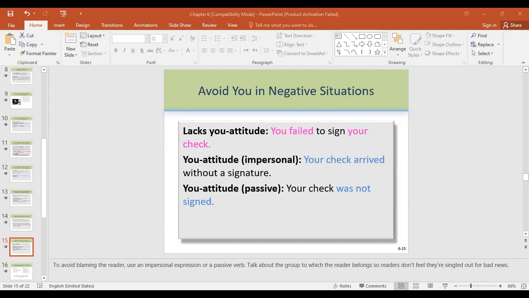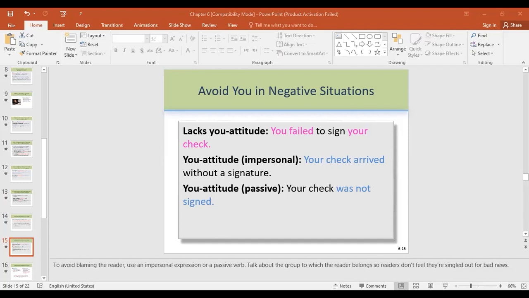So you can say here, your check arrived without a signature. Your check arrived without a signature. Okay, if I use a passive verb, I can say here, your check was not signed. Was not signed. So here I'm not gonna blame the reader. Also, I will talk about a group, in general, to which the reader belongs. So when the reader reads this message, they will not feel that he is singled out for bad news.